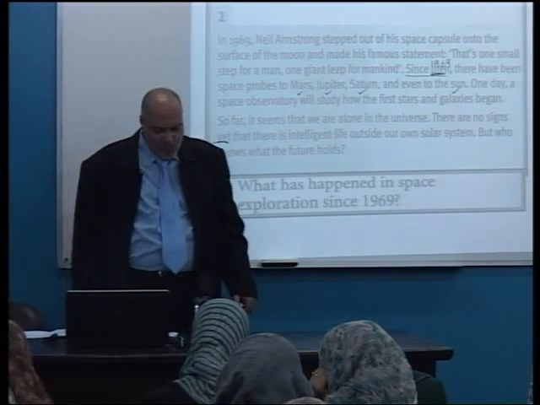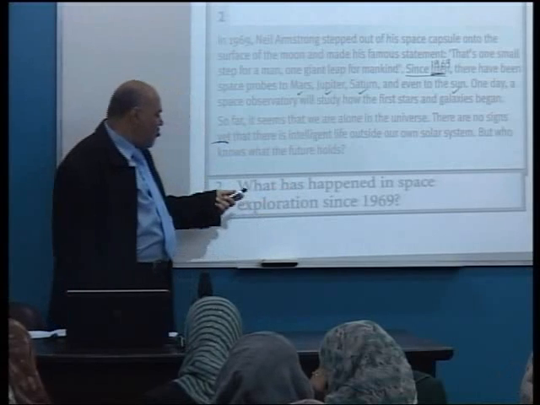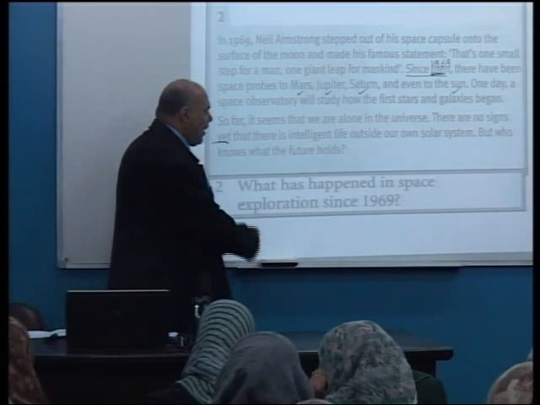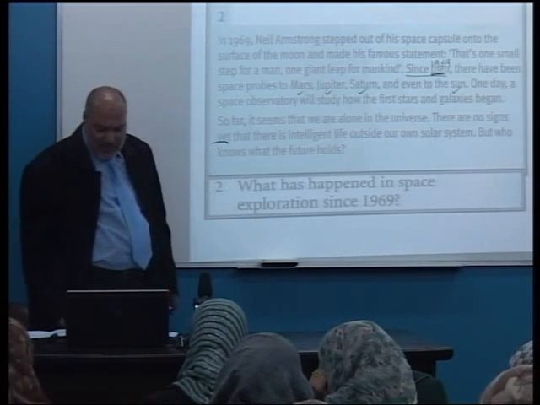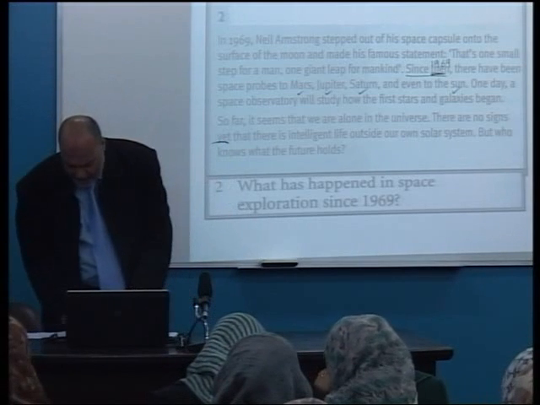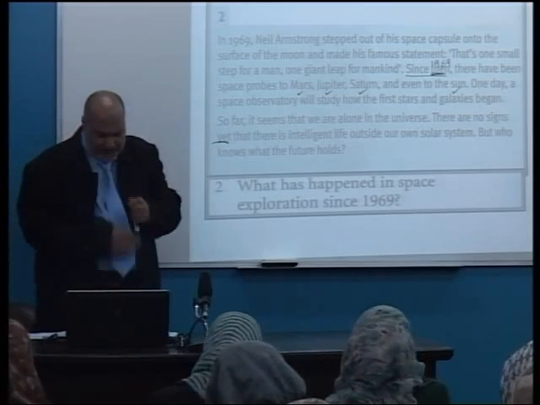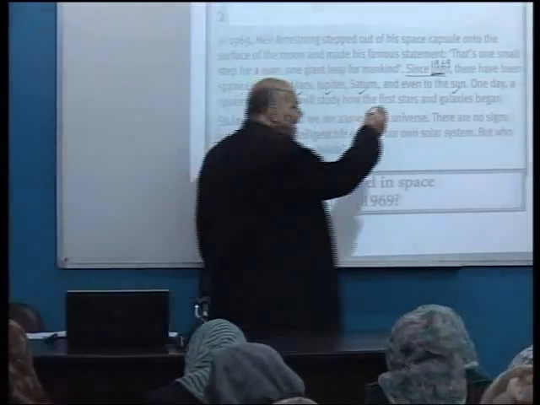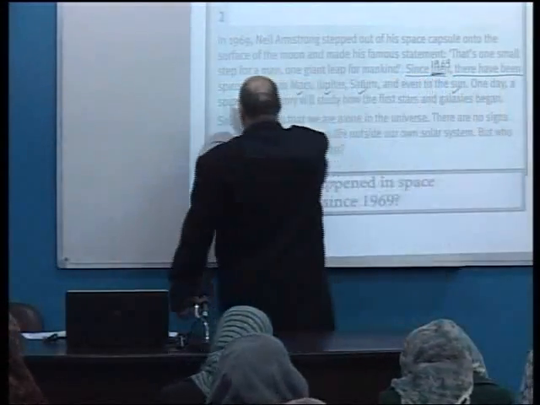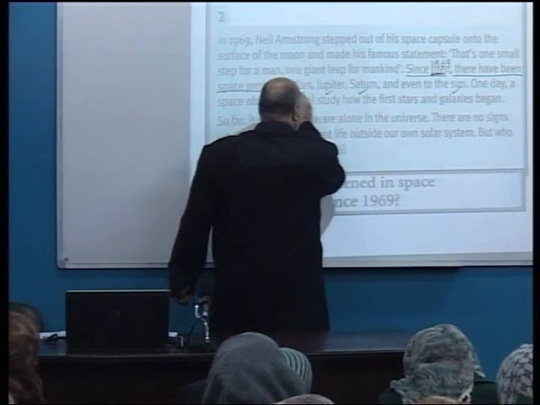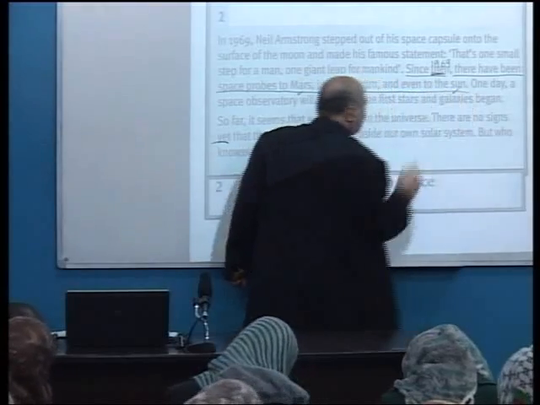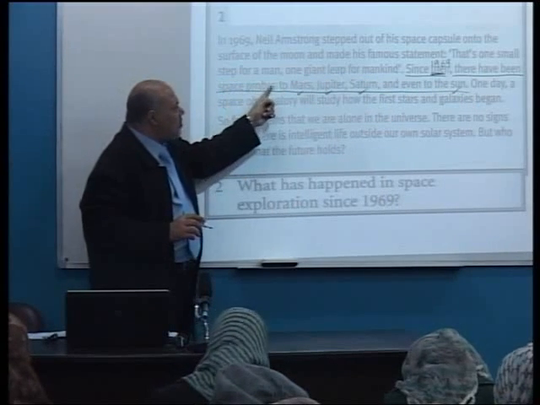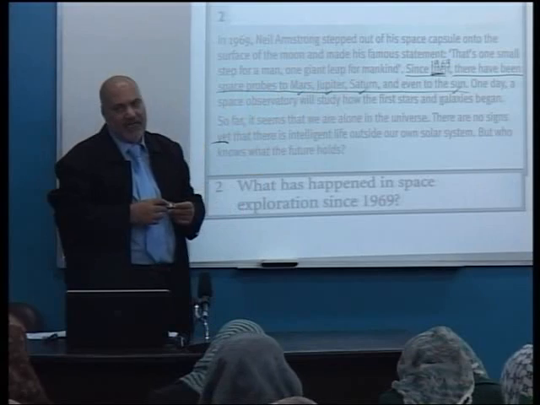The question is, what has happened in space exploration since 1969? What has happened? There have been space probes to where? To Mars, Jupiter, Saturn, and the Sun. What has happened in space? There have been space probes to these planets and even to the Sun.